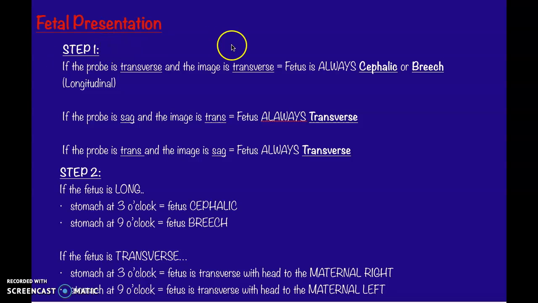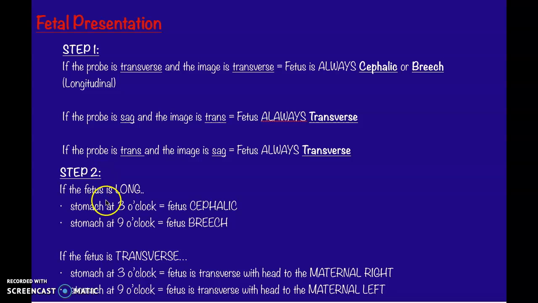Okay, so now I'm going to explain fetal presentation. So there's 2 steps. Step 1, we're going to check if the probe is transverse and the image is transverse, it equals fetus is always cephalic or breech. If the probe is sag and the image is trans, equals fetus is always transverse. And if the probe is trans and the image is sag, equals fetus is always transverse. So if the probe and the image are the same, they'll be cephalic or breech. If the probe and the image are different, it'll be transverse.